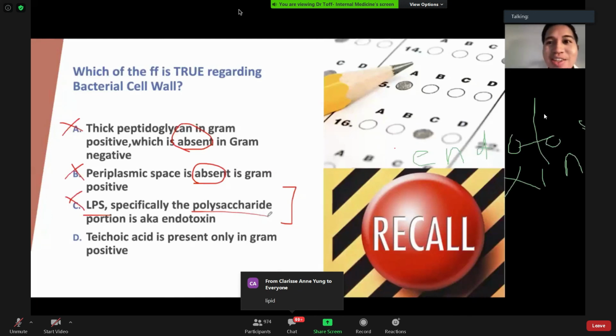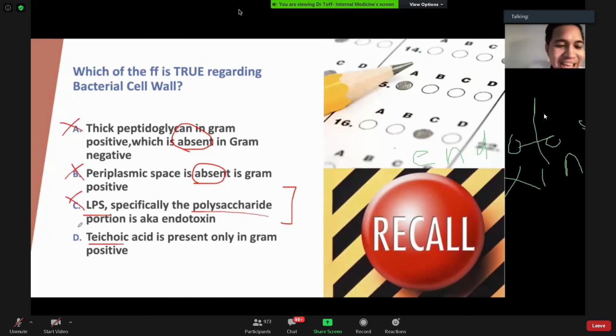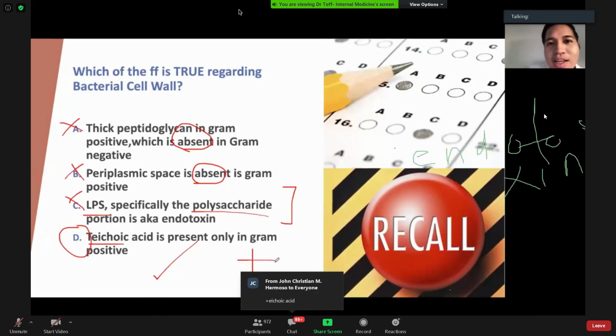So ang tinatanong which is true, so letter D, teichoic acid is present only in gram-positive. Is this true? Yes. So this is the correct answer. What did I tell you? The presence of the teichoic acid and lipoteichoic acid, letter T, right? T for positive is present only in gram-positive bacteria. Is that clear? All right.